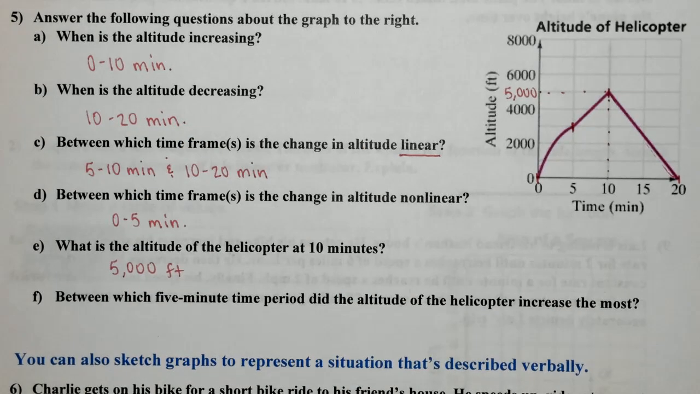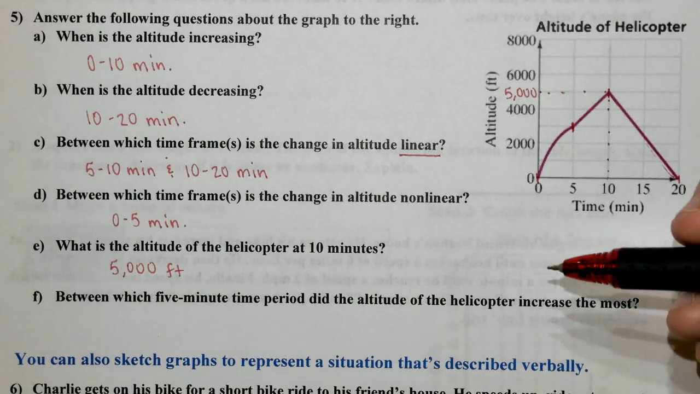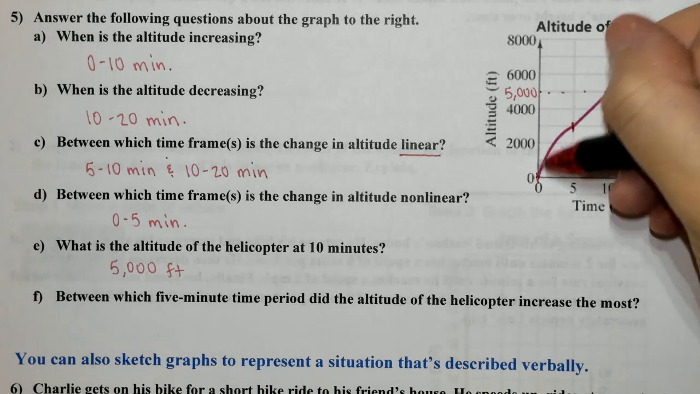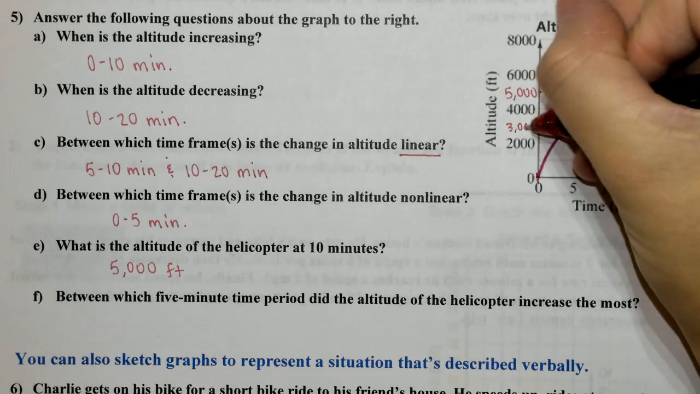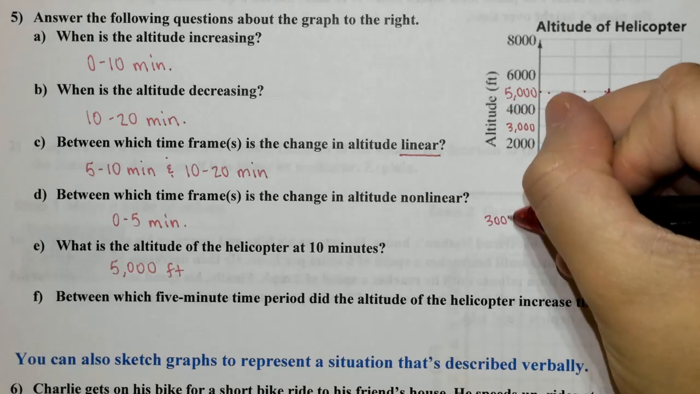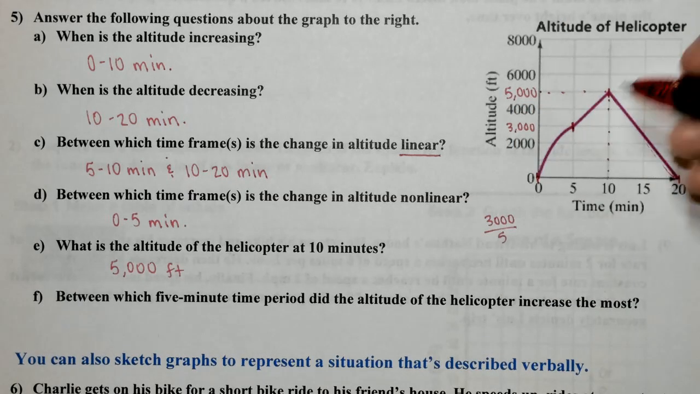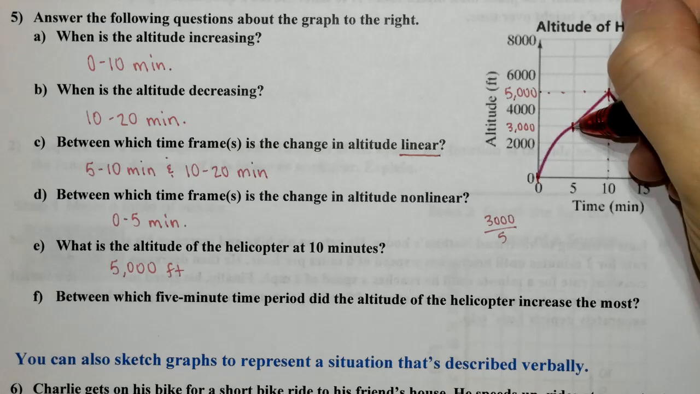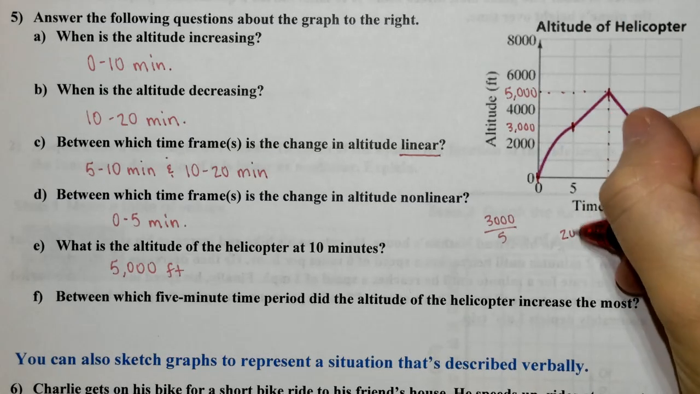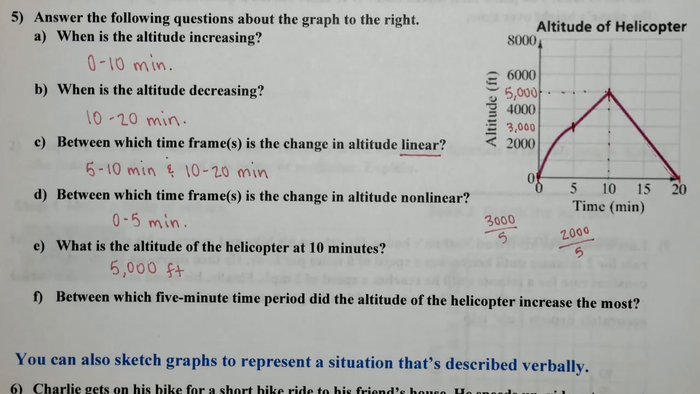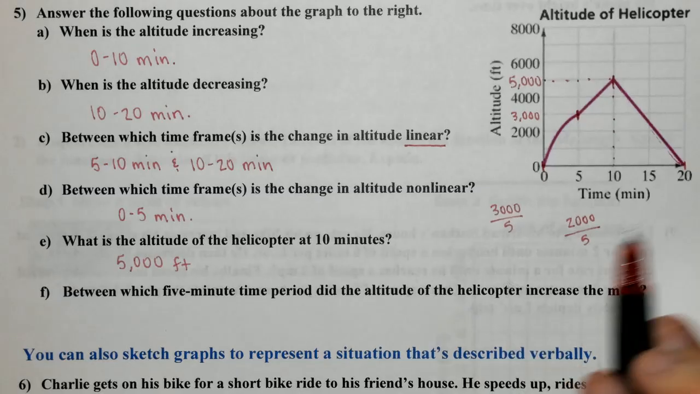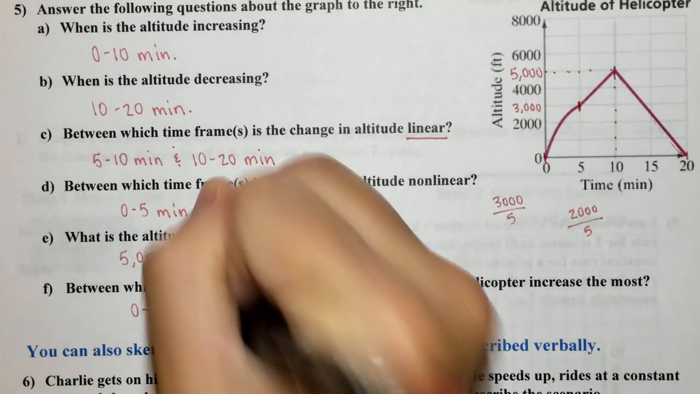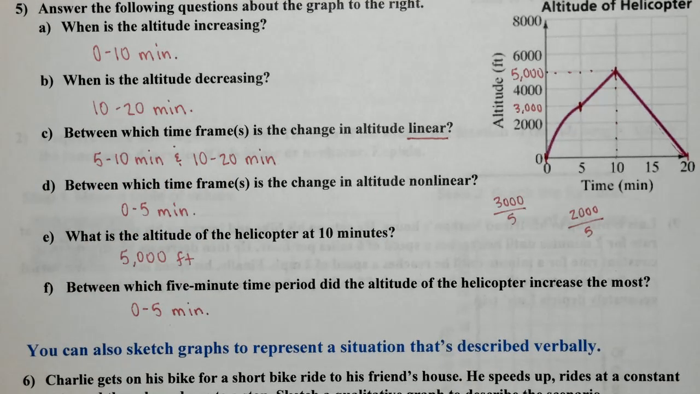Okay, and then between which 5-minute time period did the altitude of the helicopter increase the most? From here to here, the altitude is going from 0 to 3,000, so 3,000 in that first 5-minute period. And then from 5 to 10 minutes, it's going from 3,000 up to 5,000, so 2,000 in that second 5-minute period. 3,000 over 5 is more than 2,000 over 5, so we would say from 0 to 5 minutes. Okay, let's look at number 6.